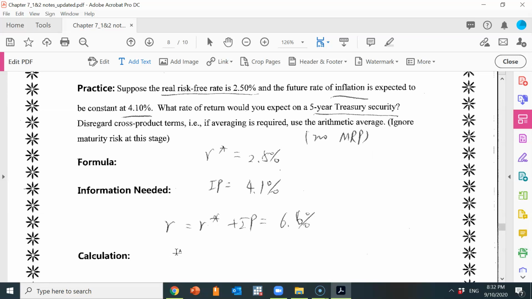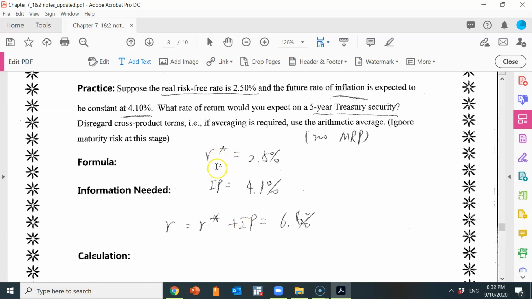Let's look at a practice problem. Suppose the real risk-free rate is 2.5% and the future rate of inflation is expected to be constant at 4.1%. What rate of return would you expect on a 5-year Treasury security? Disregard cross-product terms. If averaging is required, use the arithmetic average. Ignore maturity risk at this stage. It's a 5-year Treasury bond, so it should have MRP, but we assume there's no MRP. So our formula would just be R equals R star plus IP. We don't have DRP or LP either because it's a Treasury bond, not a corporate bond.